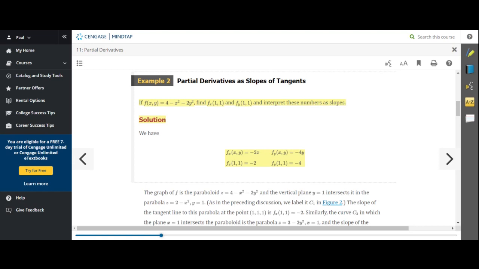Perfect. And the -4, what direction would that tangent line be going in? Good, the y direction. So you already have an intuitive feel for this.